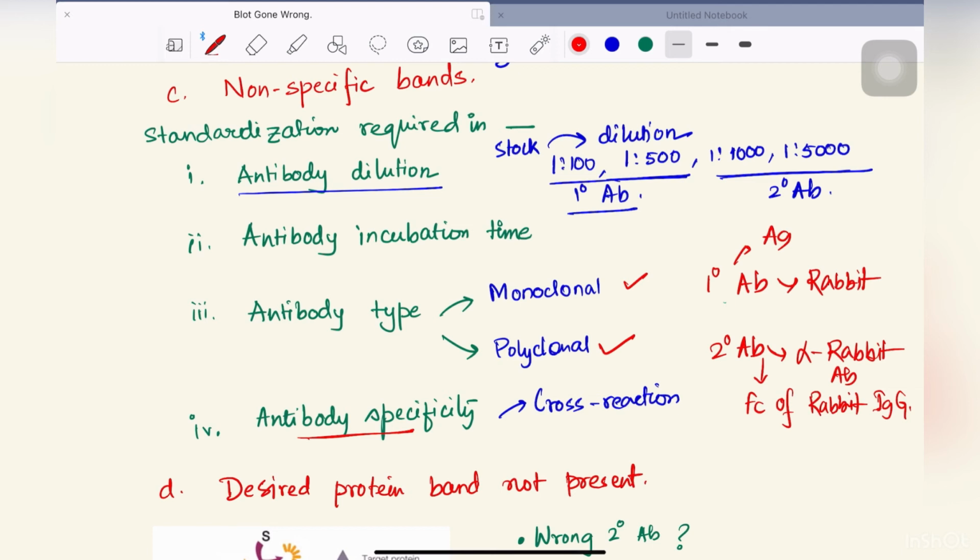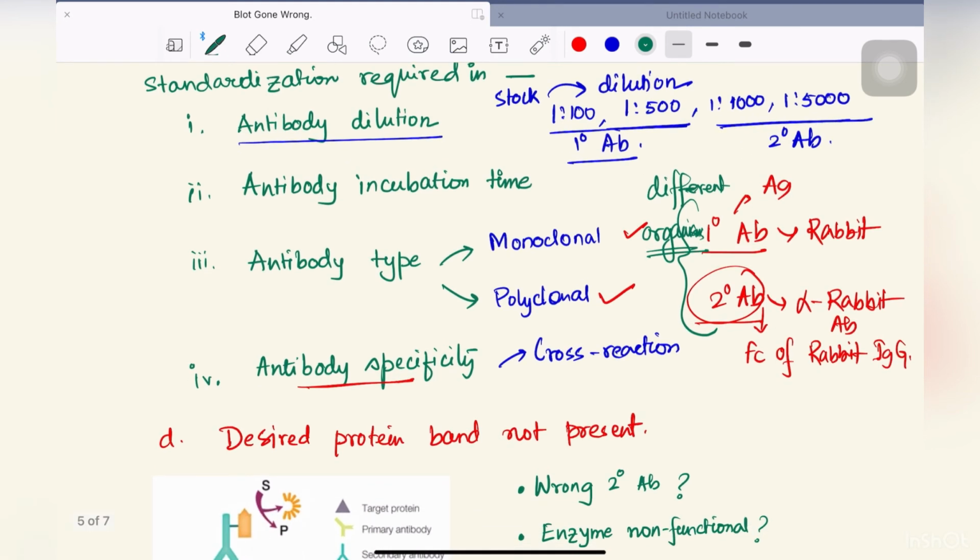So if you're using antibodies which are both raised in the same organism, suppose both are raised in rabbit, then of course your secondary antibody is not going to work. So the primary antibody and the secondary antibody have to be raised in different organisms. All right, and that's why you have to check whether you are using proper antibodies or not.